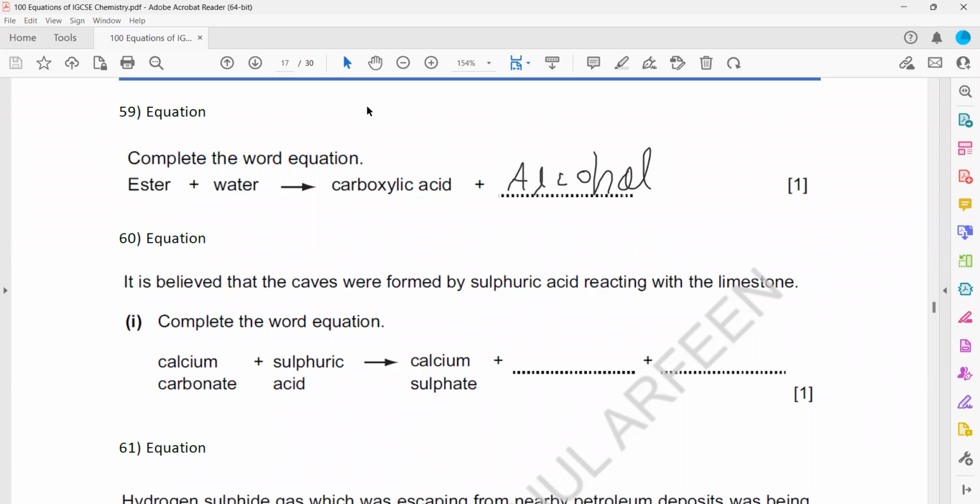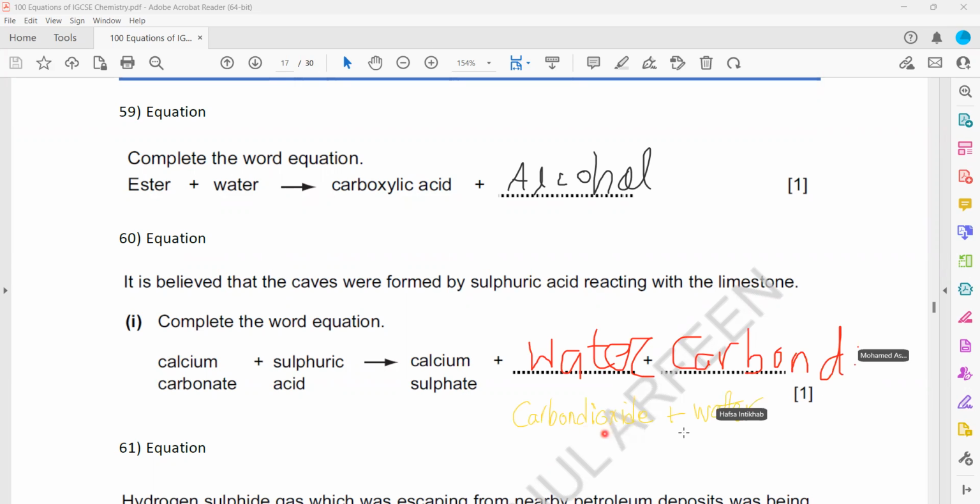The next, it is believed that the caves were formed by sulfuric acid reacting with the limestone. So complete the word equation when calcium carbonate is reacting with sulfuric acid. As a result, it will form salt, water and carbon dioxide. So it will form calcium sulfate plus water plus carbon dioxide. The order is not important. Carbon dioxide you can write before and water afterward. It's the same thing, no difference.